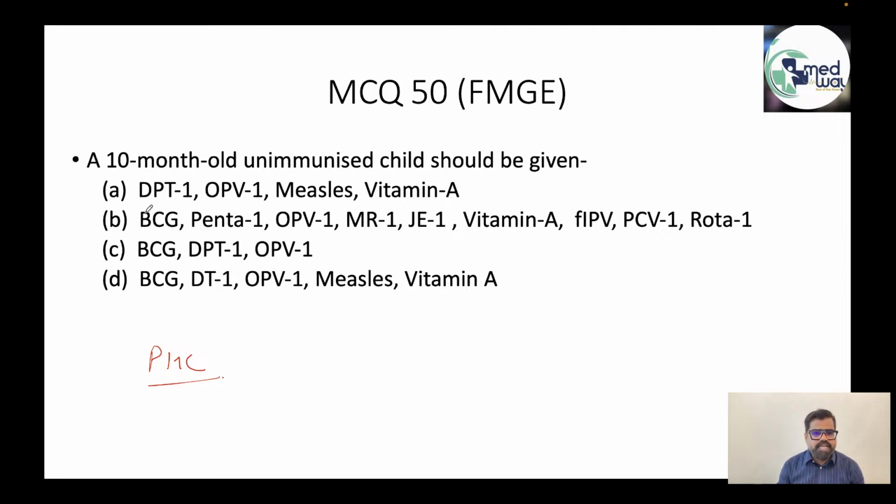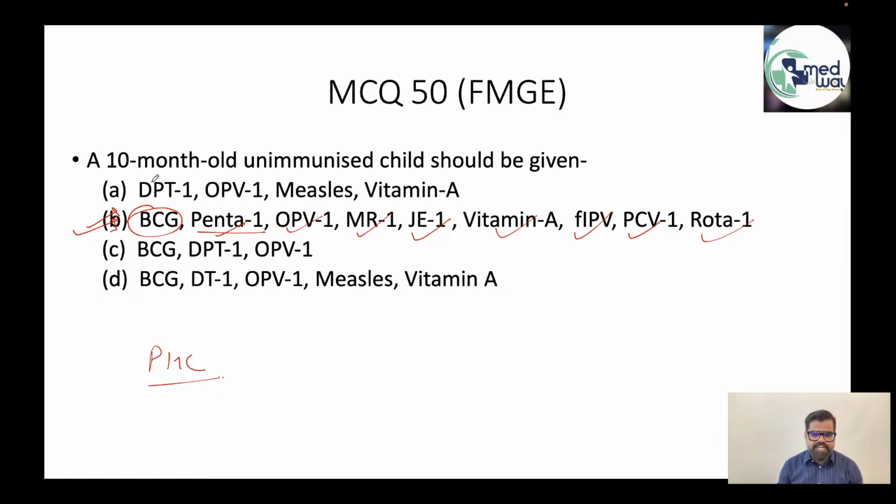So for a 10-month-old, can we give BCG? Yes. We can give BCG because it can be given till 1 year of age. Can we give pentavalent 1? Yes, because it can be given till 1 year. OPV 5 years? Yes. Measles rubella 1 year. JE 1 year. Vitamin A is given at 9 to 12 months, so for a 10-month-old child it can be given. FIPV can be given. PCV can be given. Rotavirus can be given. So my answer will be B.